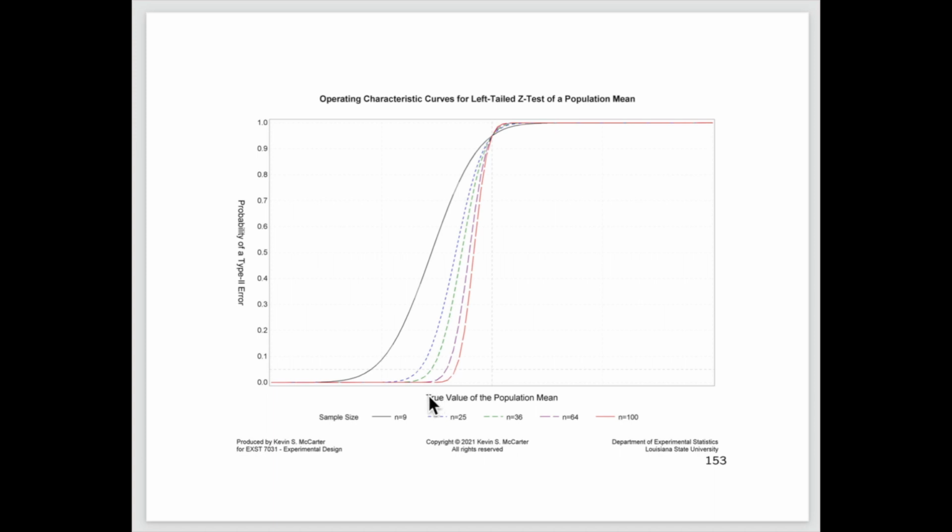We also see that for a given value of mu, say right here, there may be a large probability of committing a type 2 error if we're only using 9 observations, but if we're using 25 or 36, 64, or 100 observations, all right, the probability of committing a type 2 error is quite a bit less. So we see the impact of increasing the sample size on the probability of a type 2 error.